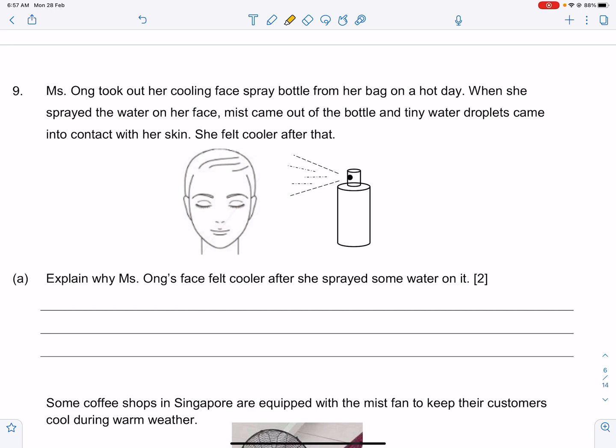Now, what are some of the key ideas here? They said that water is being sprayed on her face, a mist came out, tiny water droplets came into contact with her skin, and she felt cooler. So the fact that she felt cooler here tells me that heat is being lost from her skin, right? Only then will you be able to feel cooler. Now, the next question that I want to ask myself is, where is this heat being lost? So remember, heat is always being transferred from a region of higher temperature to a region of lower temperature. So when you think about it, what came into contact? The tiny water droplets, right? So your heat must have been lost to your tiny water droplets. Okay? And what happens is that these tiny water droplets would then evaporate as they gain heat. Okay?